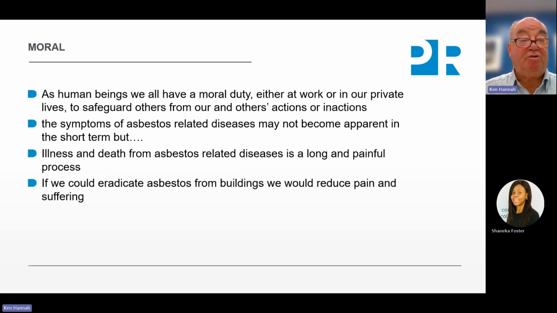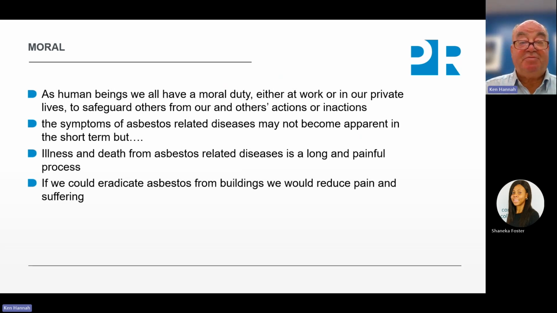So let's start with the moral. Like in all health and safety issues, we all have a duty of care. It's not just left to the health and safety consultant, manager, or advisor. It's up to all of us to protect ourselves and each other. As human beings, we have that moral duty, either at work or in our private lives, to safeguard others from our and from others' actions or inactions. And it's important to recognize that doing nothing can be just as criminal as doing the wrong thing.